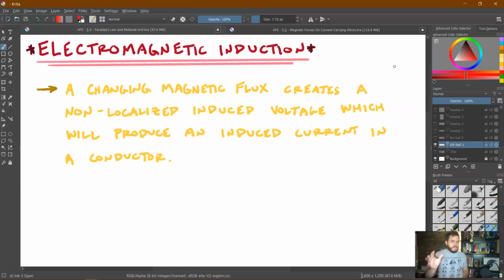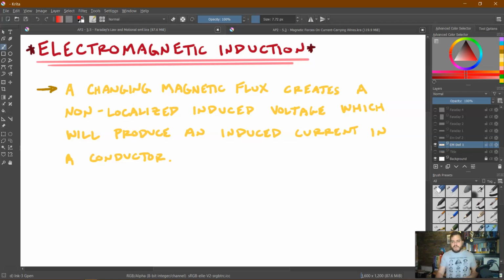So let's have a brief reminder of what electromagnetic induction is once again. When we have a changing magnetic flux through a loop or a coil of wire, so when the amount of magnetic field or the area of that loop or its arrangement with it somehow changes, a non-localized induced voltage, in other words, a voltage that emerges at all points in the wire, an electric field that's emerging in the wire, will produce an induced current. It will drive charges around the wire.